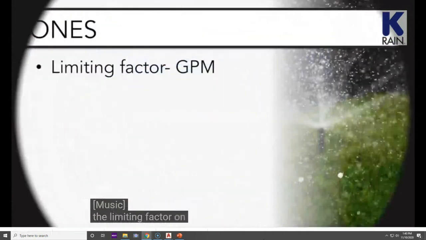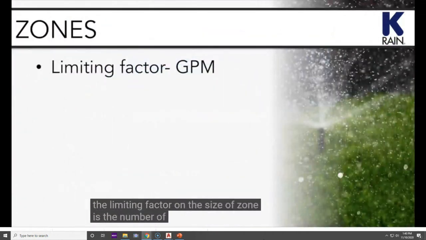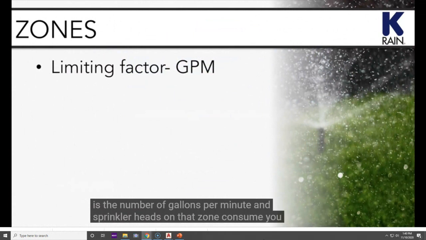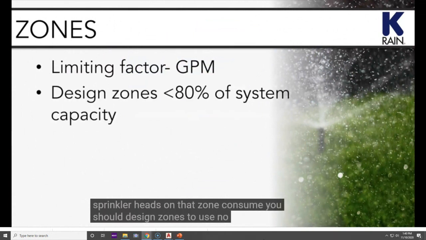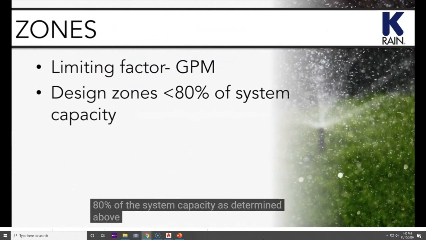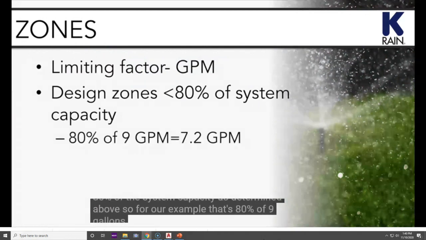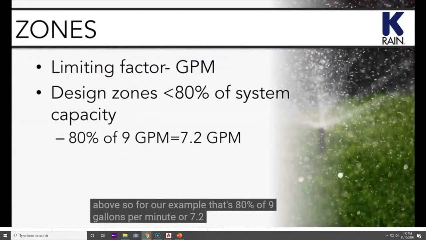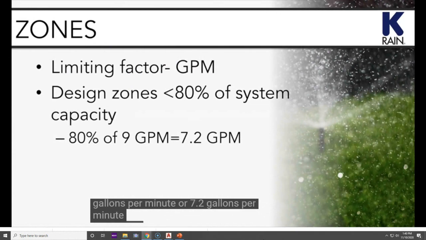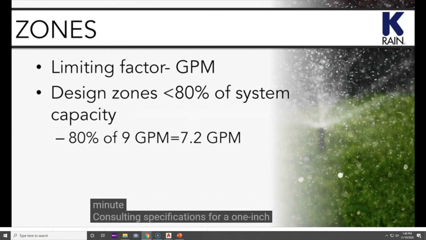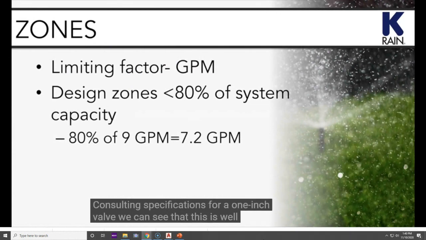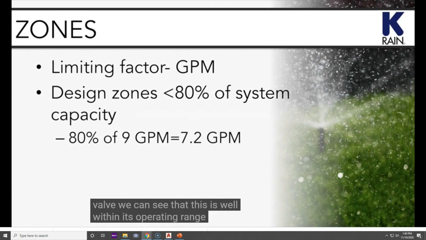The limiting factor on the size of a zone is the number of gallons per minute the sprinkler heads on that zone consume. You should design zones to use no more than 80% of the system capacity as determined above. So, for our example, that's 80% of 9 gallons per minute, or 7.2 gallons per minute. Consulting specifications for a 1-inch valve, we can see that this is well within its operating range.